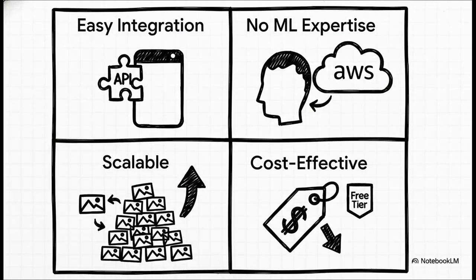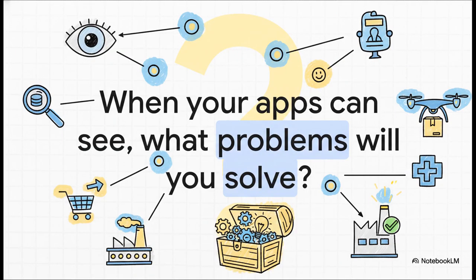So let's just sum it all up. What we've seen is that Amazon Rekognition is super easy to integrate with just a few API calls. It requires zero machine learning expertise. It's built to scale to millions or even billions of images, and it's incredibly cost-effective with that pay-as-you-go model and the fantastic free tier. And that really brings us to the final and most important question.